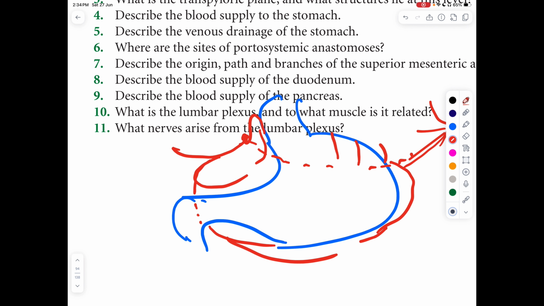Blood supply of the pancreas, again from gastroduodenal, superior pancreaticoduodenal, inferior pancreaticoduodenal from the inferior mesenteric artery.